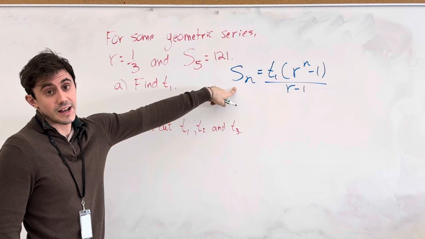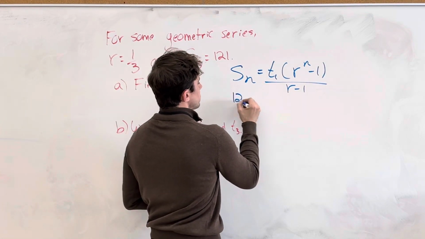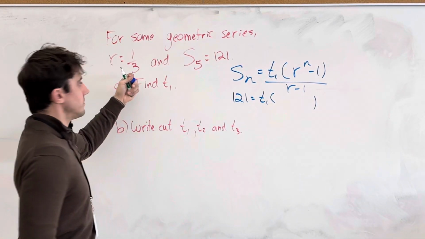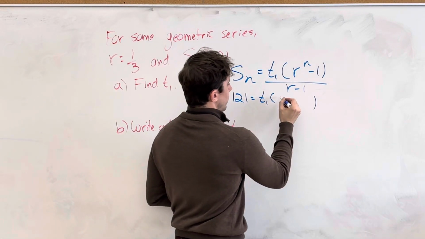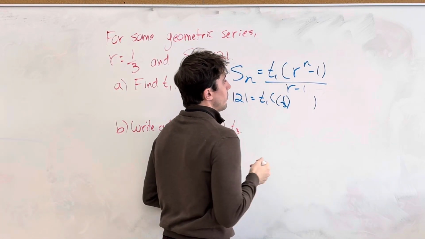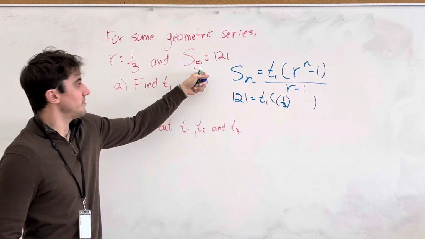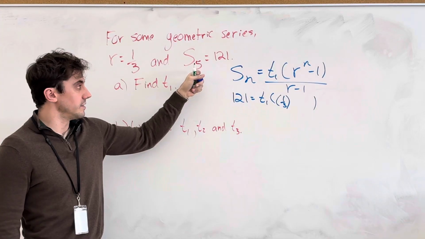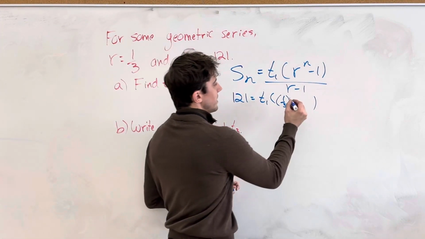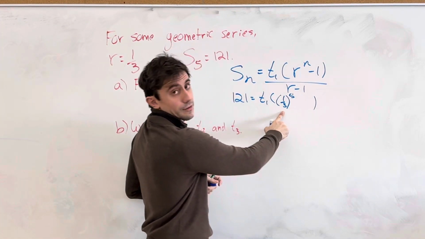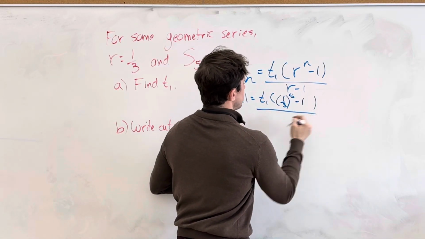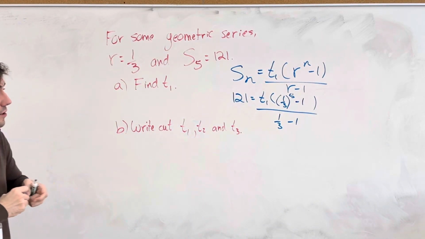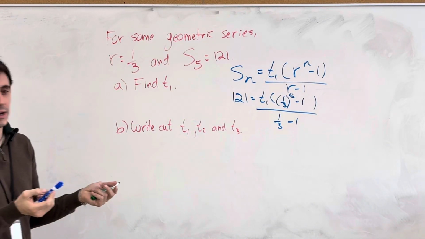So let's plug in the values that we know. 121 is going to go in for S5. So 121 is going to be T1, which we don't know, times r, again 1/3, and I'm going to leave that as a fraction. So we'll have 1/3 to the power of n, but n is 5, that's the subscript on capital S. So 5 takes the place of the n. And so we have 1/3 to the power of 5 minus 1, all of this over r of 1/3 minus 1. And now it's a matter of solving for T1 algebraically.